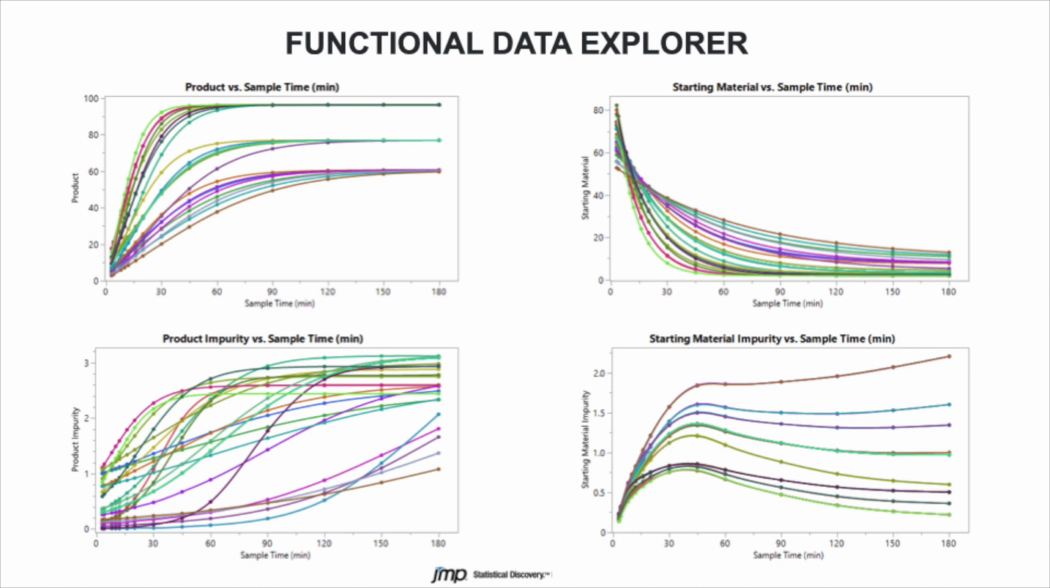What they wanted to do was find the economic best trade-off in terms of how long they should let the process run to get as much good product as they could while trying to minimize the impurities that were coming in over time. In particular, they wanted to minimize the starting material impurities because those were more difficult to remove downstream.